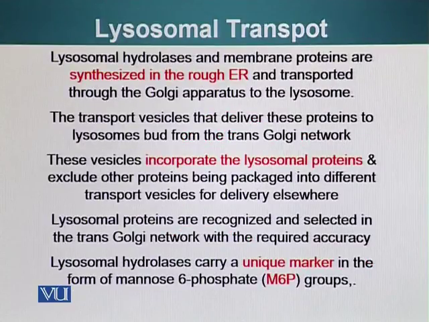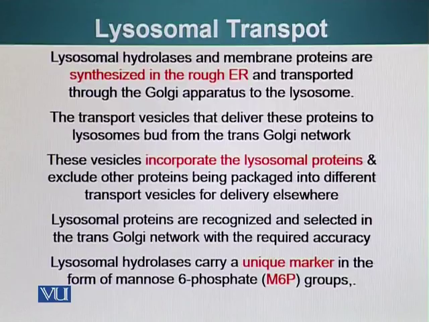Lysosomal hydrolases and membrane proteins are synthesized in the rough ER, transported through Golgi to lysosomes. The transport vesicles that deliver these proteins to lysosome, from trans-Golgi network, incorporate the lysosomal proteins and exclude other proteins, which are packaged into different transport vesicles for delivery elsewhere. For example, the plasma membrane is one of the targets, which is onward route from the Golgi apparatus. Lysosomal proteins are recognized and selected in trans-Golgi network with required accuracy.